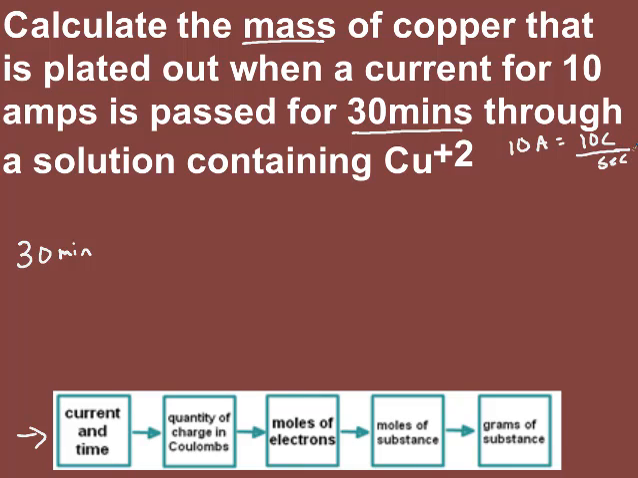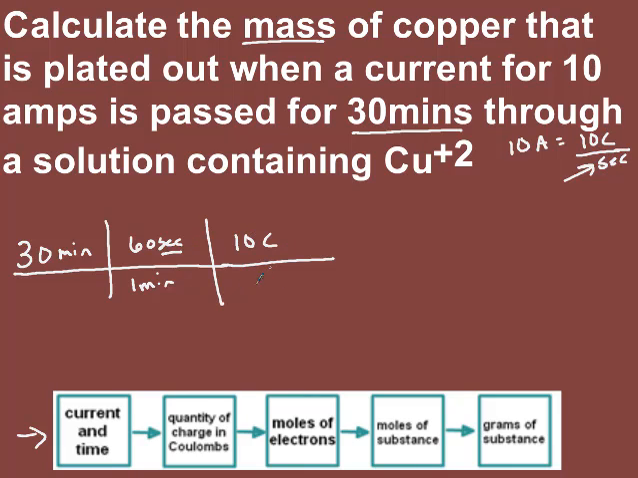We have minutes, but I can't do anything with minutes. I have to get it to seconds. So step 1, I say that every 1 minute is 60 seconds. Now that I'm at seconds, I can use my amps. There's 10 coulombs for every 1 second. Now I'm at coulombs. When you're at coulombs, we can say that there's 96,485 coulombs for every mole of electrons.